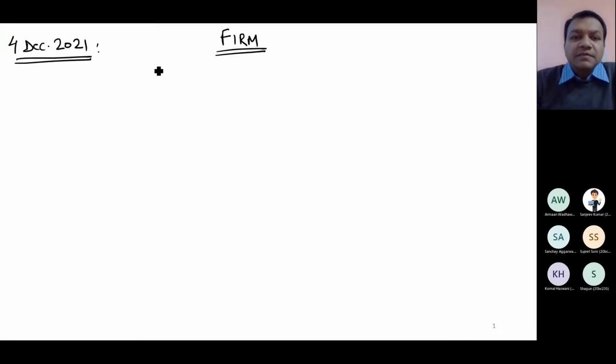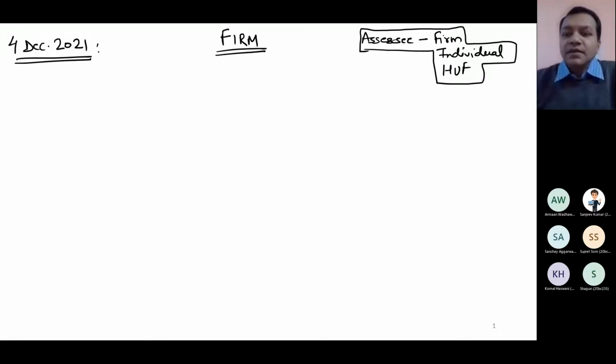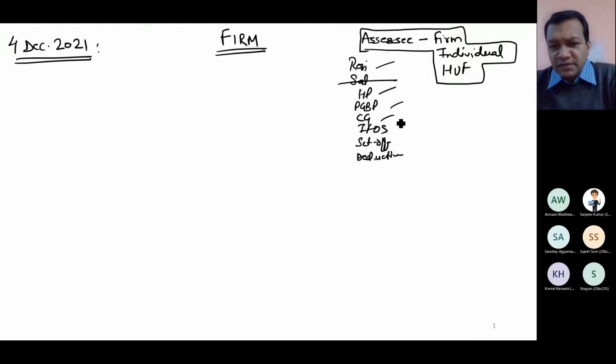If I say partnership firm, that means assessee is a partnership firm. In BCom Honors Semester 3, three assessees are there: firm, individual, and HUF. So all the provisions are exactly same: residential status, salary a firm cannot earn, house property, PGBP, capital gain, other sources, set off, deductions, etc. So all the provisions are still applicable to a firm assessee. You have to check yourself which section is applicable to a firm and which section is not applicable to a firm.